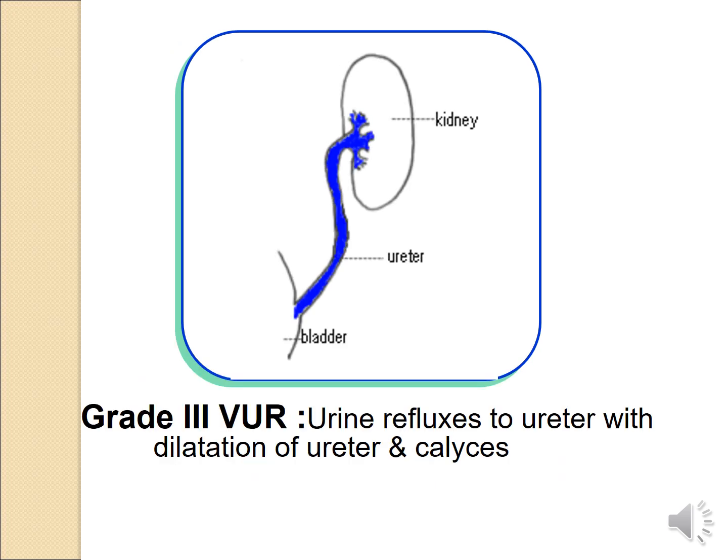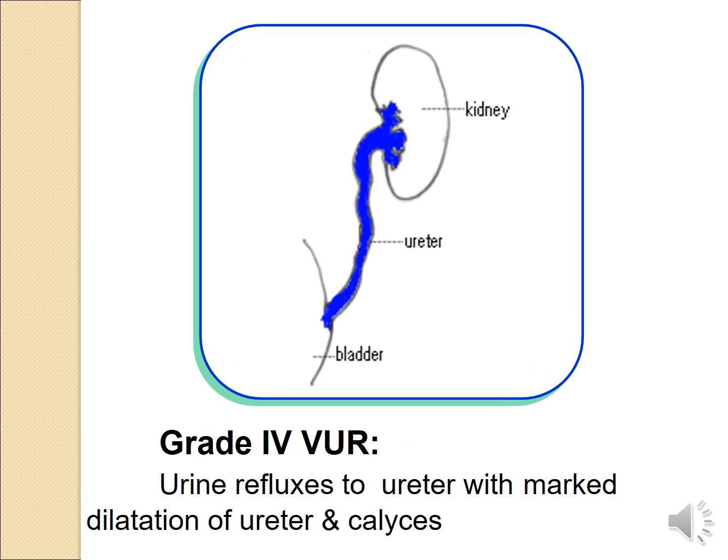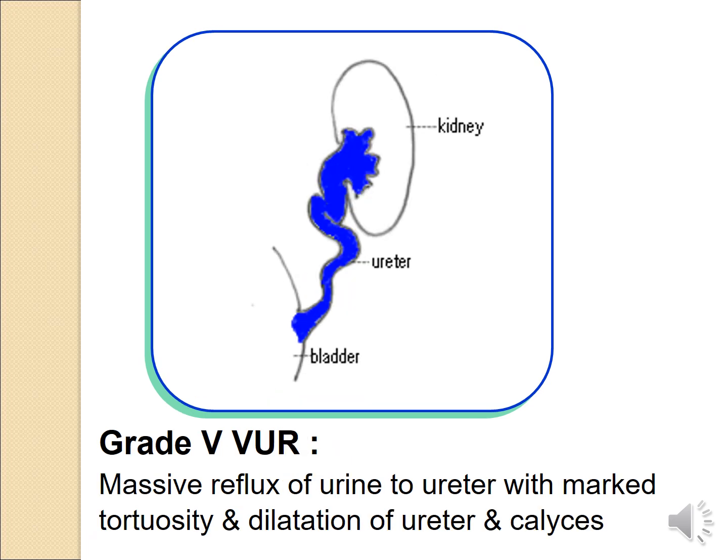Grade 3 VUR, urine refluxes to the ureter and up to the calyces, and there is dilatation of the ureter. Grade 4 VUR, the urine is refluxing back up to the whole of the ureter and calyces, and there is a marked dilatation of the ureter. Grade 5 VUR, you can see the reflux is so much that there is tortuosity of the ureter. All the ureter is becoming tortuous, and there is a dilated ureter, and then the calyces are all dilated.